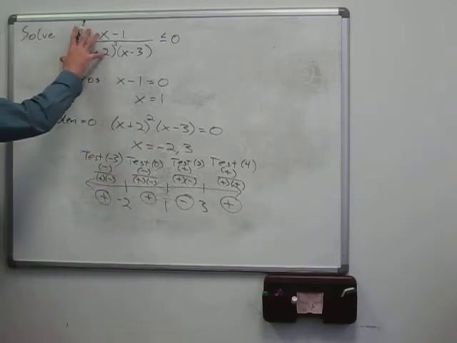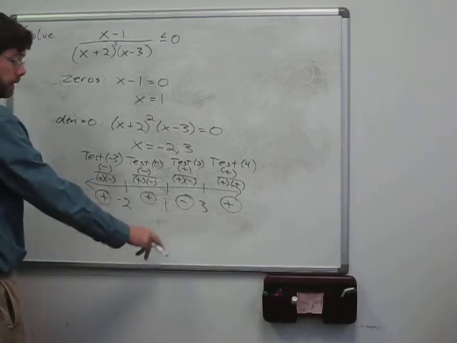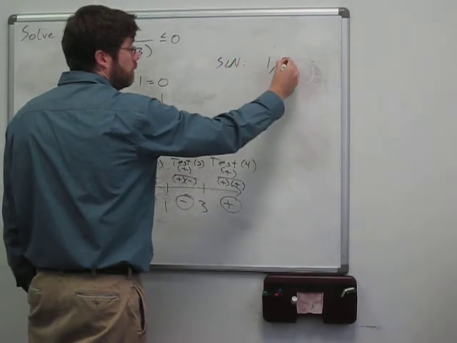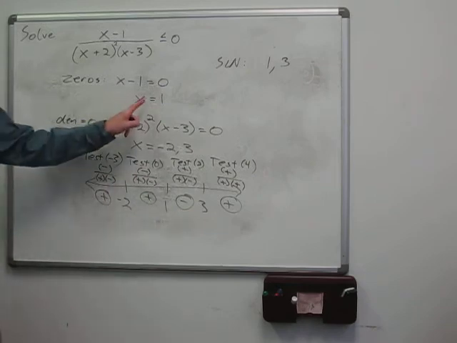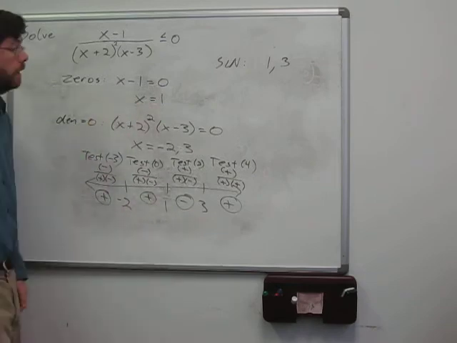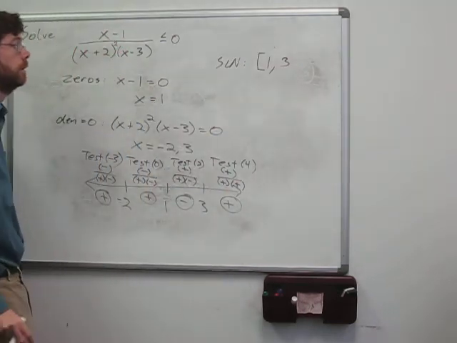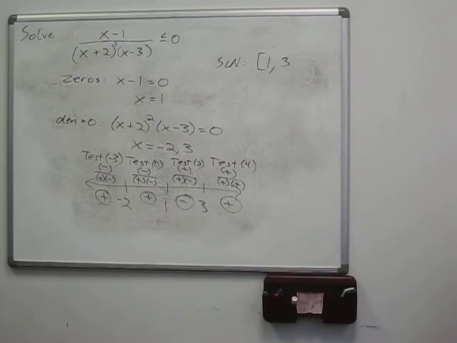We want to know where our function is less than or equal to 0. Our function is strictly less than 0 between 1 and 3. It's equal to 0 when x is equal to 1, so we are going to include 1 in our solution, right? Because 0 is less than or equal to 0.